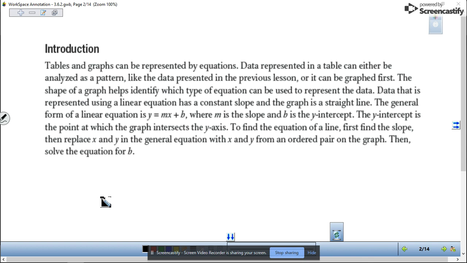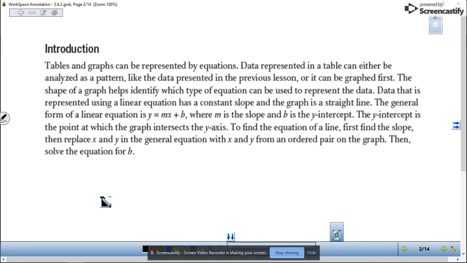Right, in lesson 3.6.2, we're going to talk about basically the same thing we talked about in 3.6.1, which is creating those equations. But we're going to do it from tables and graphs. So there's a couple of things that can be a little bit trickier here, and we have to make sure we pay attention to some stuff.